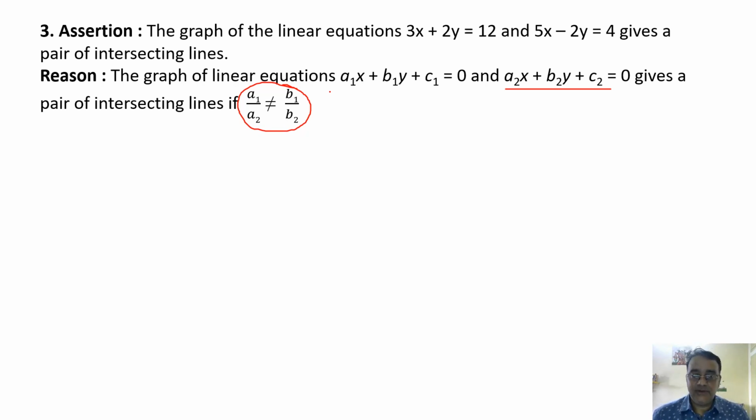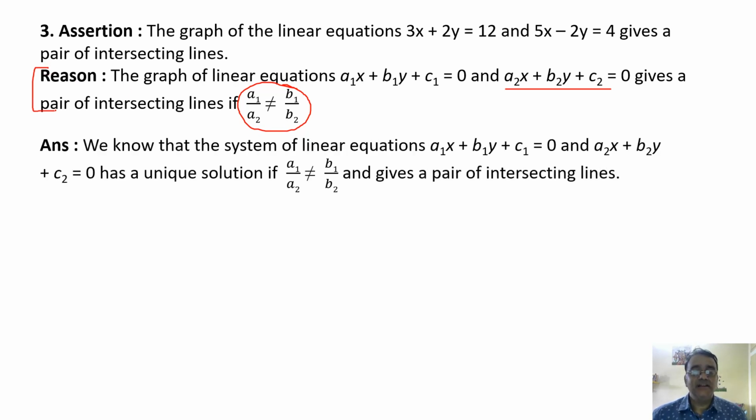So first we will start with whether the reason is correct or not. Yes, sir. Right, the reason is correct. Why? Because we know that the system of linear equations, these two equations, has a unique solution if a1 upon a2 is not equal to b1 upon b2, and it gives a pair of intersecting lines. So the reason is correct. Now we have to check for the assertion.